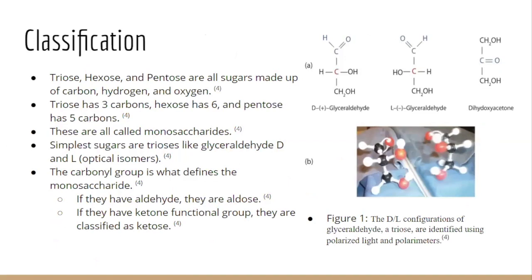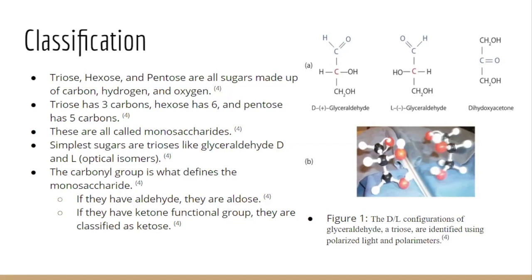So carbohydrates are classified into three groups called monosaccharides, oligosaccharides, and polysaccharides, depending on the size of the chain. And there are also a couple more classes of carbohydrates called triose, hexose, and pentose, which are 3 carbons, 6 carbons, and 5 carbons respectively. The simplest of the sugars are called trioses, like glyceraldehyde D and L isomers.